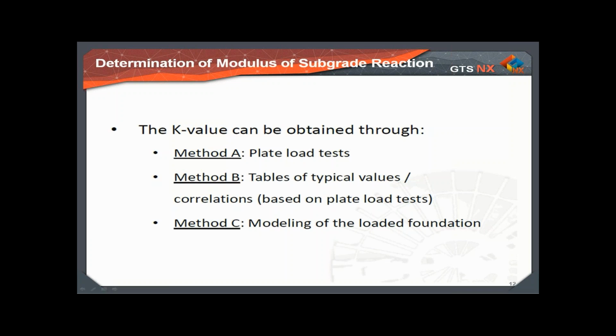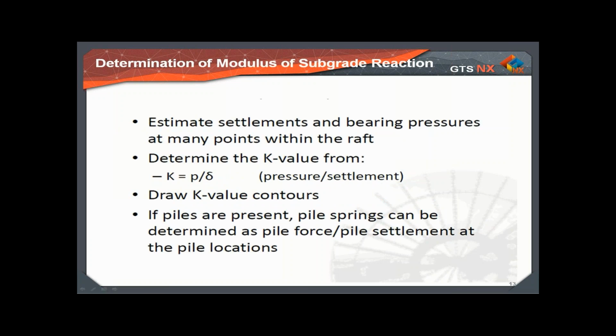Now for method C, how you could do that is the geotechnical engineer will estimate the settlement and bearing pressure at many points within the raft, and they will determine many K values based on the pressure and settlement. And they will draw contours of the K value and determine accordingly what kinds of zones to assign and what K value to assign to these zones.